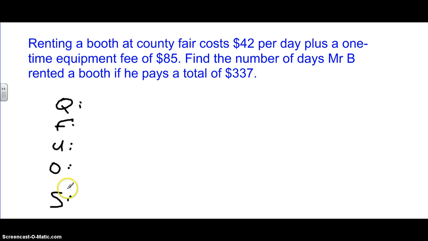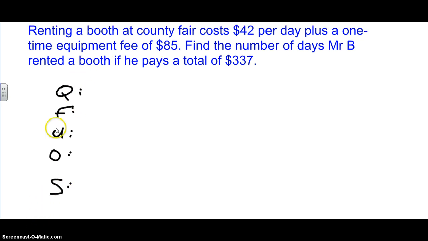Please write this scenario down. We'll use Queen Fiona, our 5-step plan. Queen Fiona uses outhouse seats. So Q stands for what is the question? The question here: find the number of days Mr. B rented a booth. Okay, so let's just jot that down. Number of days.